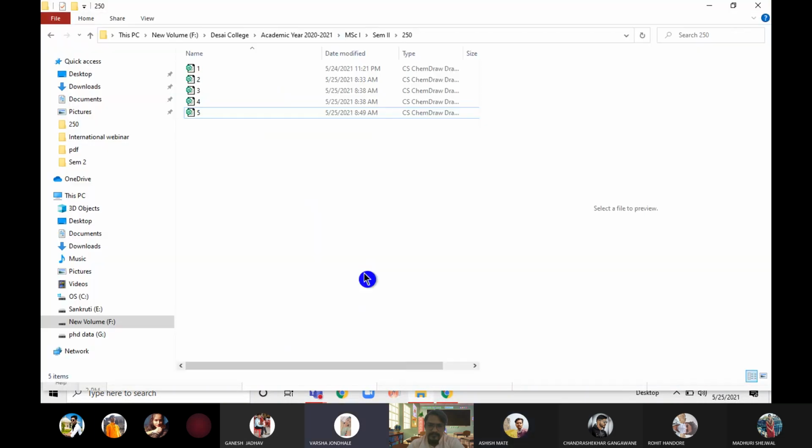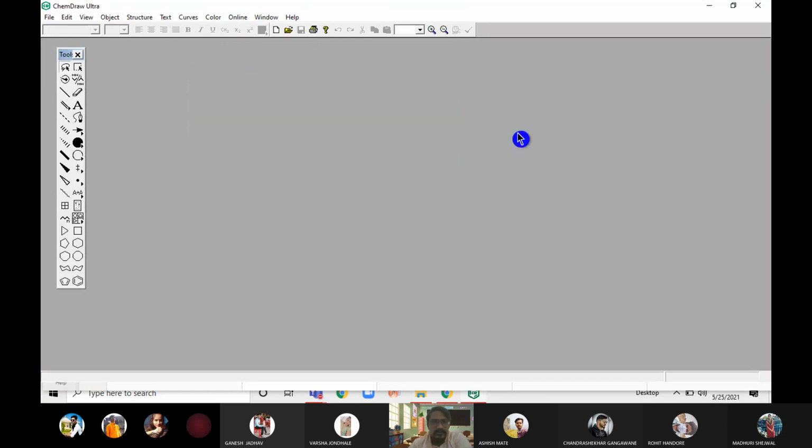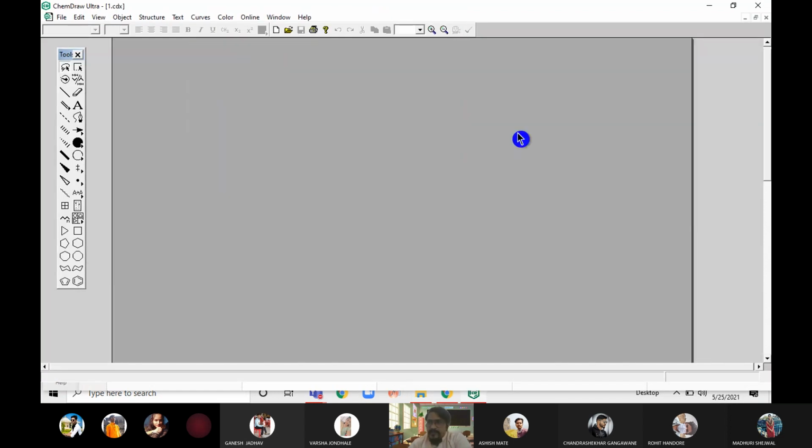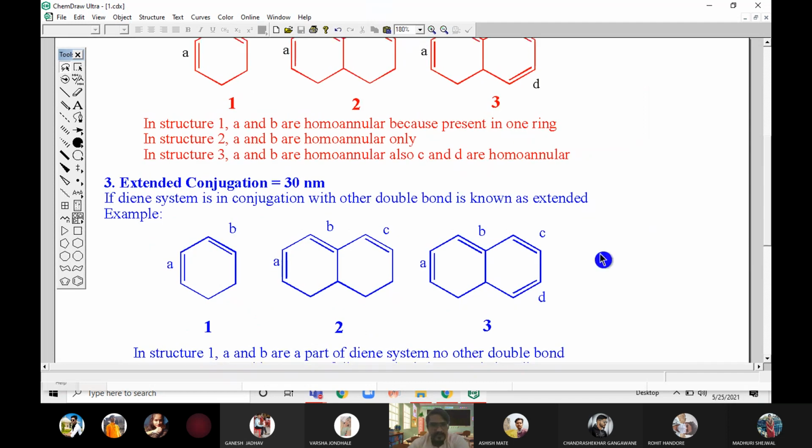Yes, sir. Okay, so as we have started the UV visible spectroscopy, in yesterday's lecture we have seen some basics as well as the rules for finding the lambda max of these organic compounds. Now here I have prepared these slides in ChemDraw. This is a software to draw structures, reactions, and very systematically I tried here to write down all the rules. So I'll share this after the lecture.